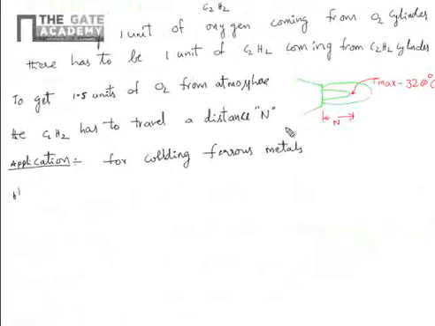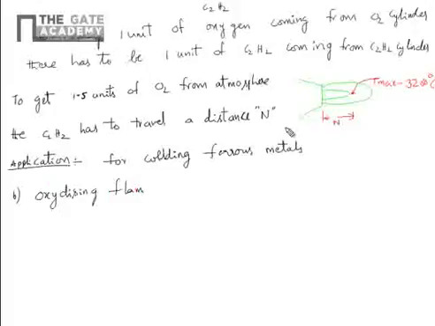Next, another one: suppose instead of sending 1 unit of oxygen, you send more than 1 unit of oxygen from the cylinder. It is called an oxidizing flame. Instead of 1 unit, if you send more than 1 unit, that means the oxygen by acetylene ratio is more than 1, which means more than 1 unit of oxygen is coming from the oxygen cylinder for every 1 unit of acetylene.